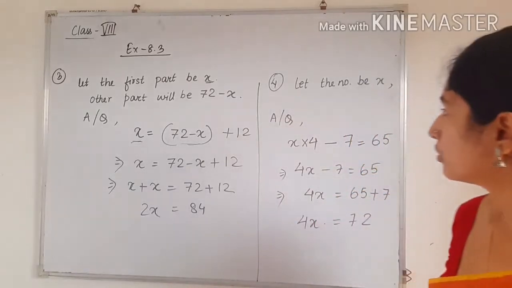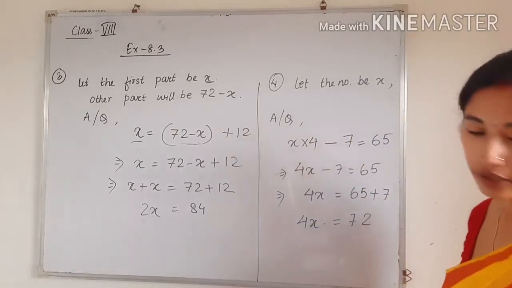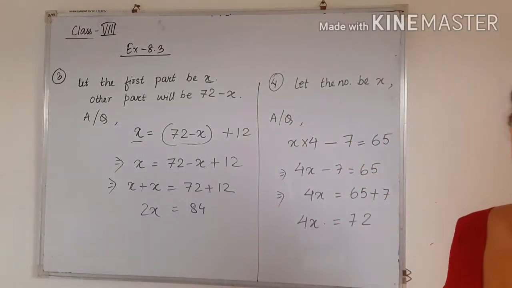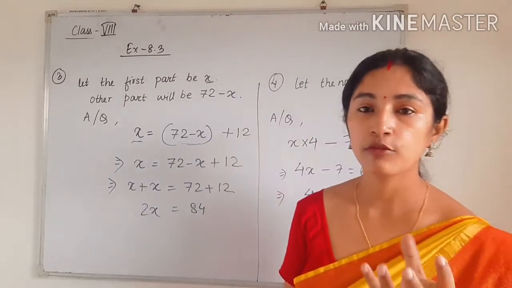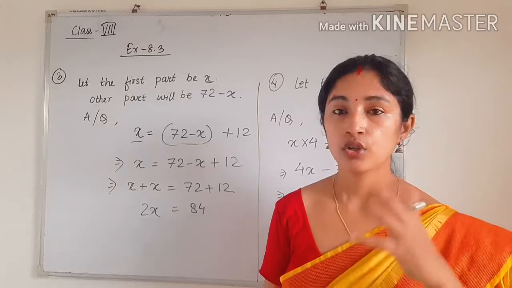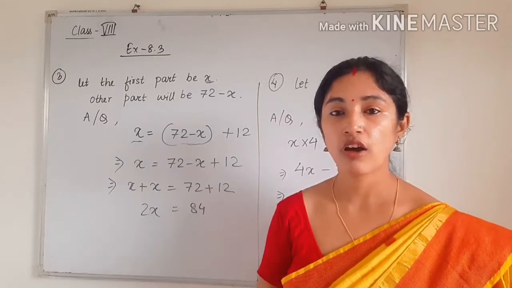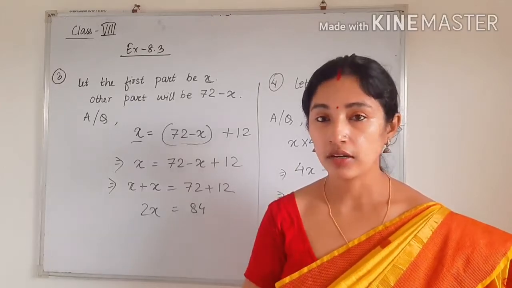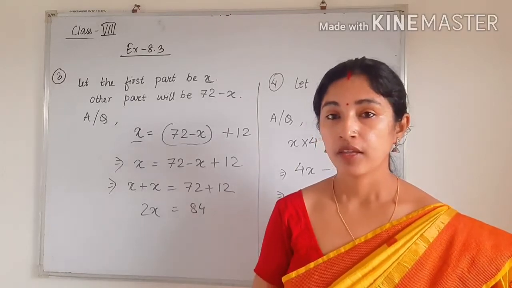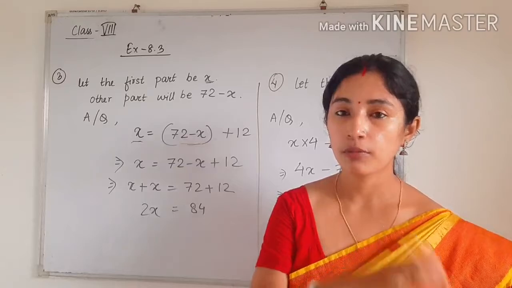Okay. So come to the next question, number 4. Here it is given that a number is multiplied by 4 and diminished. Diminished means you have to remove that number. So diminished by 7 means you have to remove 7 from it. That means we have to subtract 7 from that number.